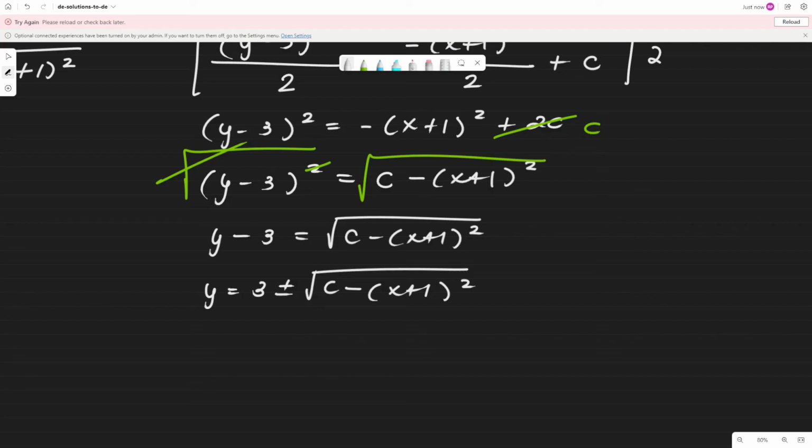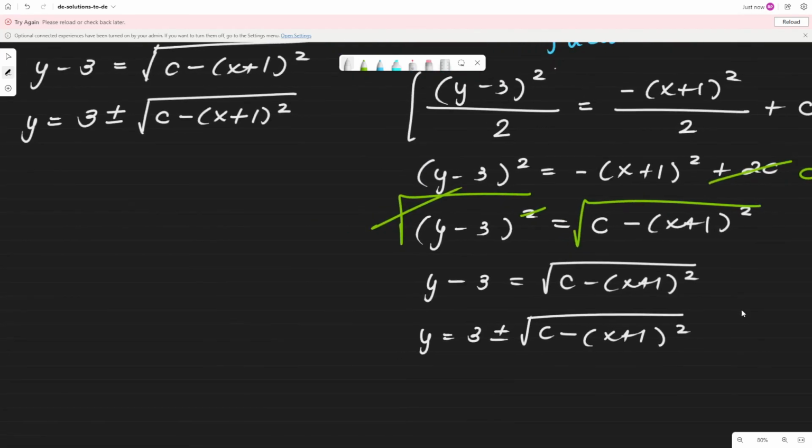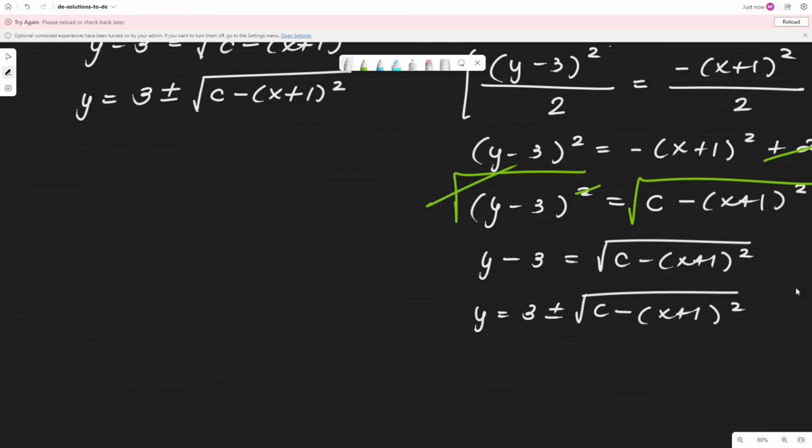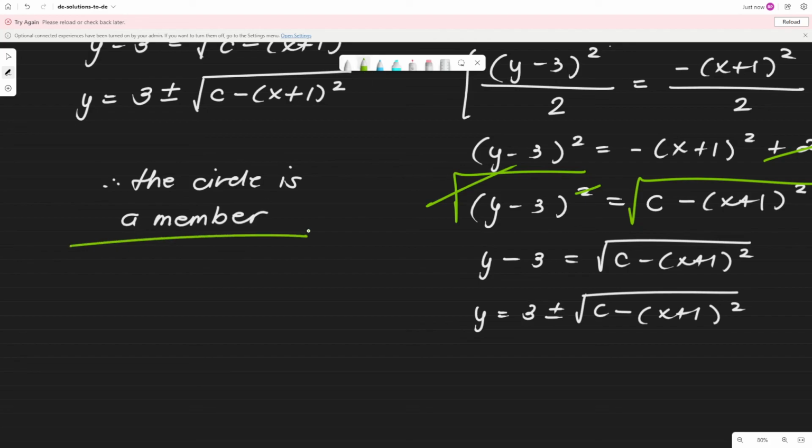Ayan, no? So, let's validate. So, we have here our two functions. So, are they the same? Yes, obviously, they are the same. So, hence, since they are the same, the circle, kahit ganito na lang, the circle is a member. Ganun lang kasimple. Okay, so that's it.